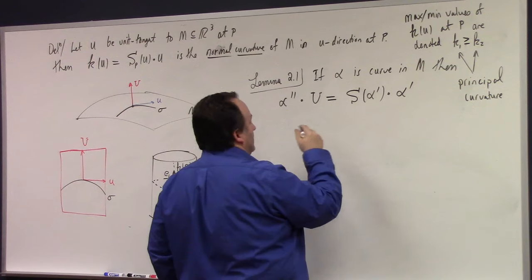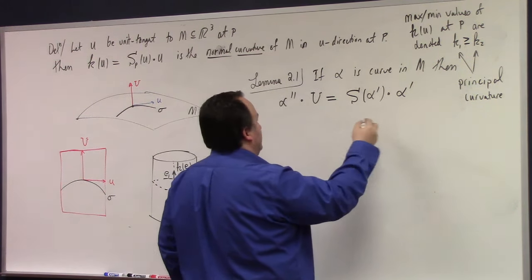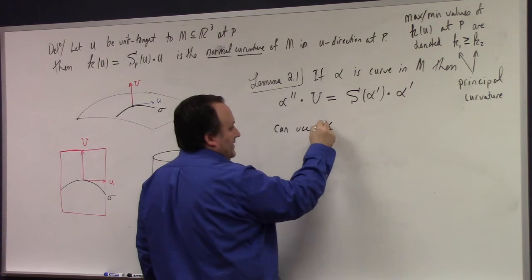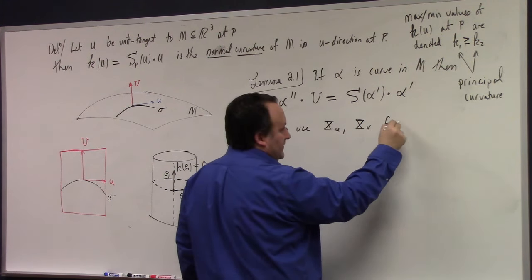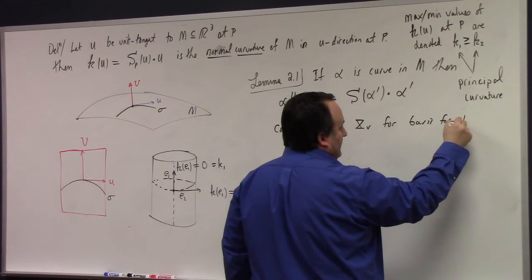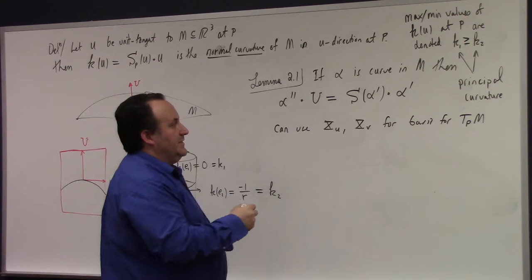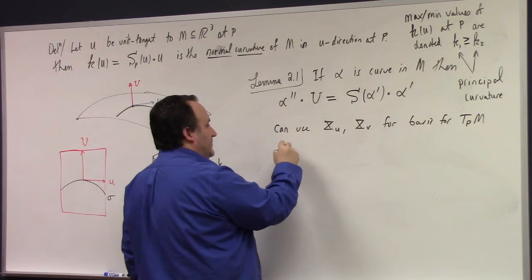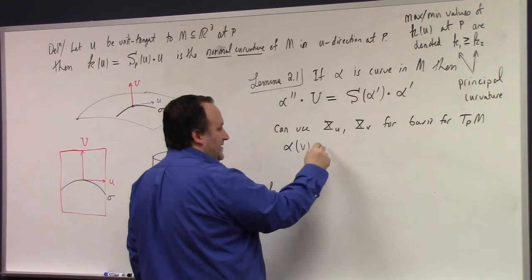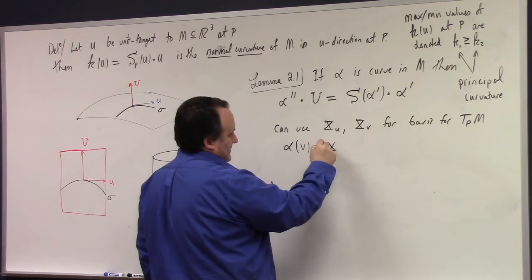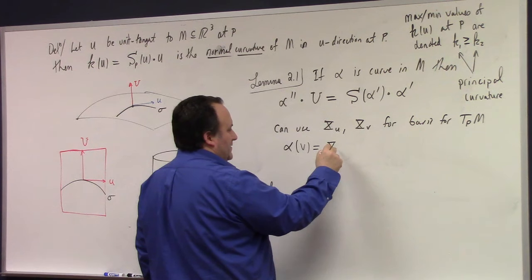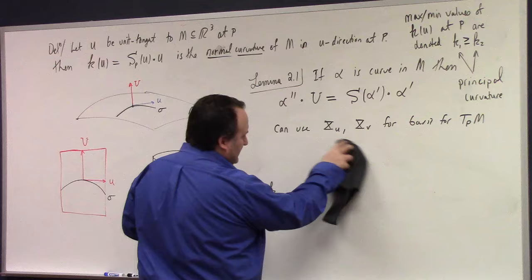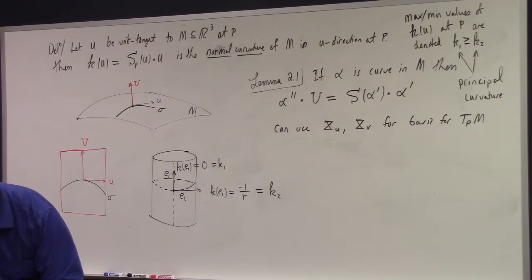Because it can be proved that, well, check this out. We can use the partial derivatives in these directions as a basis for TpM. So if we were, for instance, to take X_uu, it's like alpha of V, we could think of as X. Let me stop. I don't have time to fix what I'm about to do. So moving on.